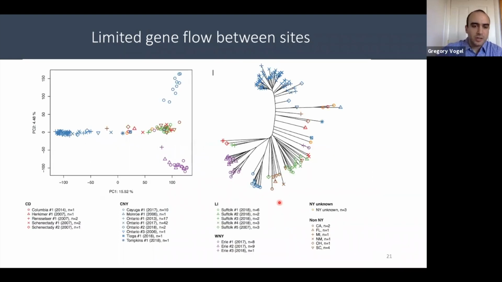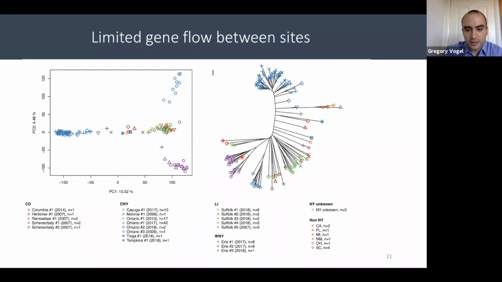When we look at the population structure of these isolates, either in the principal components analysis on the left or the neighbor joining tree on the right, we see pretty strong genetic differentiation between isolates that came from different field sites. In these plots, the region of New York is assigned a different color, and within each region, isolates from different fields are given different symbols. And you'll see that isolates from the same field tend to cluster together.